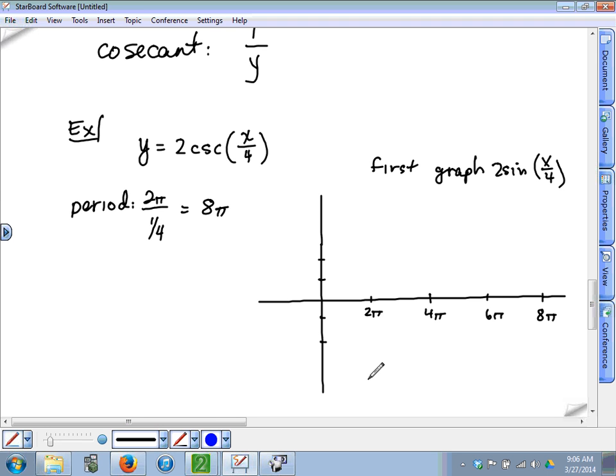Now, if this were a sine function, where would it start? 0, 0. Where would the cycle end? 8 pi, 0. And then it would be up at its highest point, down through 0, down at its lowest point. I'm going to graph this with a dotted line because this isn't what we're supposed to end up with, but it will help us get the shape of the cosecant. So there's the sine function in a dotted line.